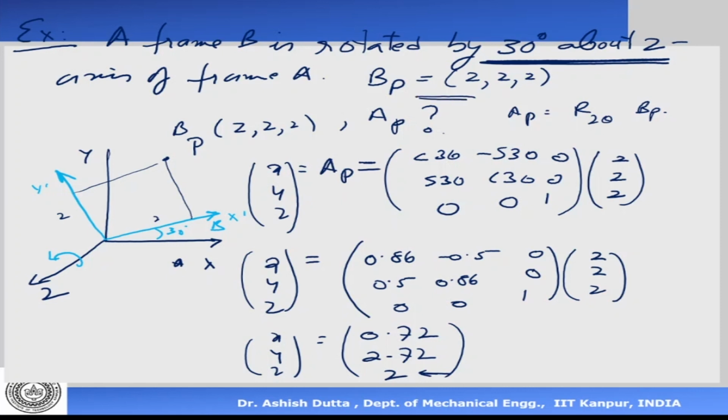Now suppose I give you AP, and I say you find BP. Okay, so exactly the same problem. I'm going to give you AP now. So given the same R_Z(theta) and AP, what did we get AP as? We found AP to be equal to 0.72, 2.72, 2. This is what we found AP to be.